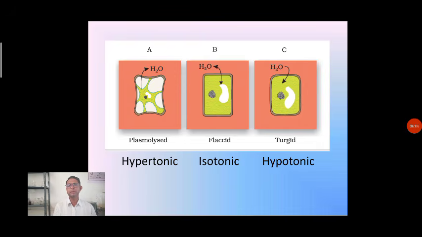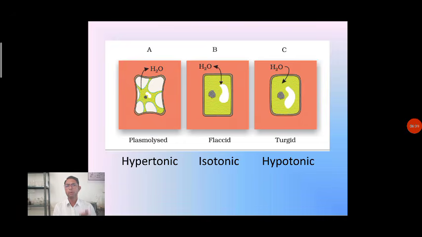Now the third condition is where the cell is added to the hypotonic solution, where the cell starts to become turgid, and it will increase in size, and it will attain the maximum size of that particular cell, and it will start to burst. So this is nothing but the three conditions: plasmolysis, flaccid condition, and turgid condition, depending on the type of solution.